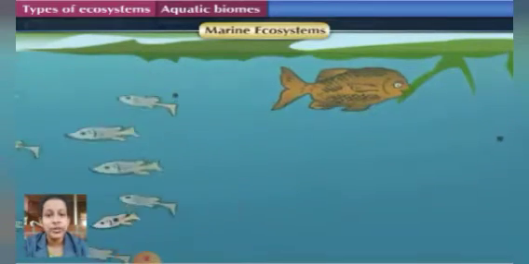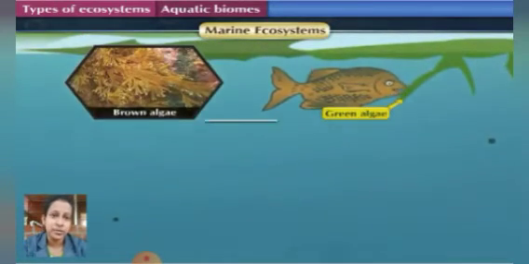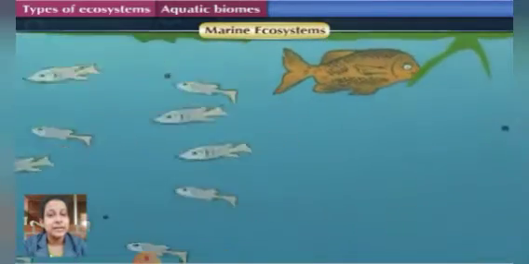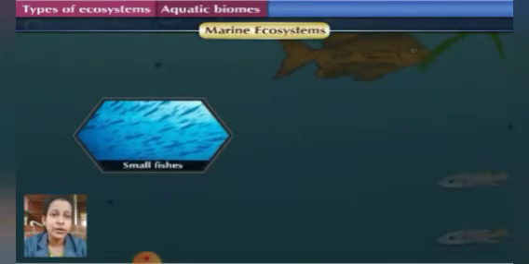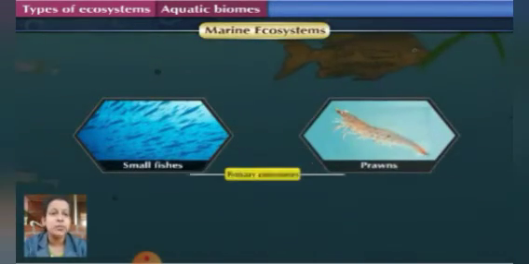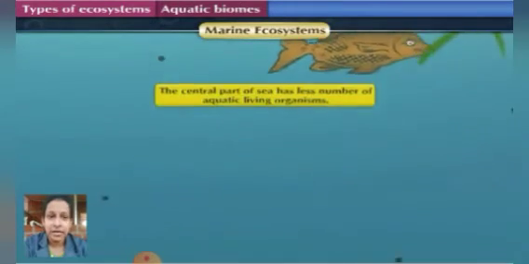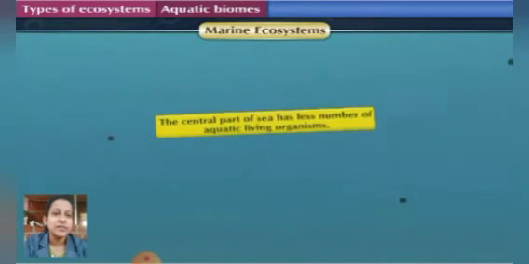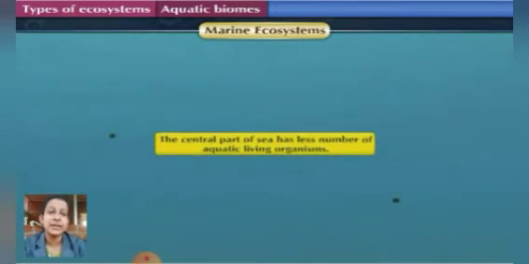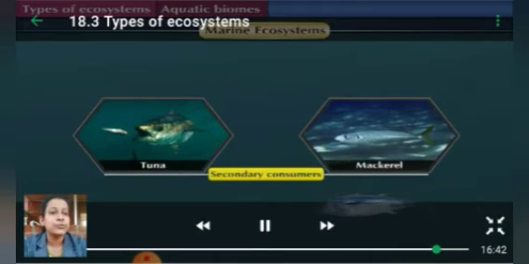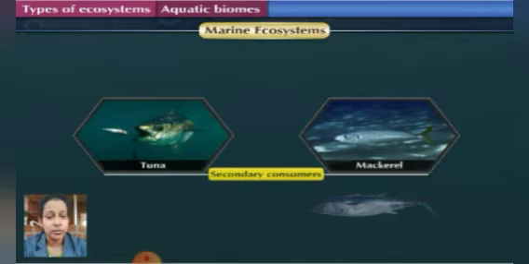Let's proceed now with the next part of the lesson, that is the marine ecosystem. So in the marine ecosystem, the producers like the algae, such as brown algae and green algae, are producing the food for the primary consumers such as small fishes and prawns, which can be called the primary consumers of the marine ecosystem. So the central part of the sea has fewer aquatic living organisms, whereas the secondary consumers like tuna and mackerel are found in the ocean marine ecosystem.